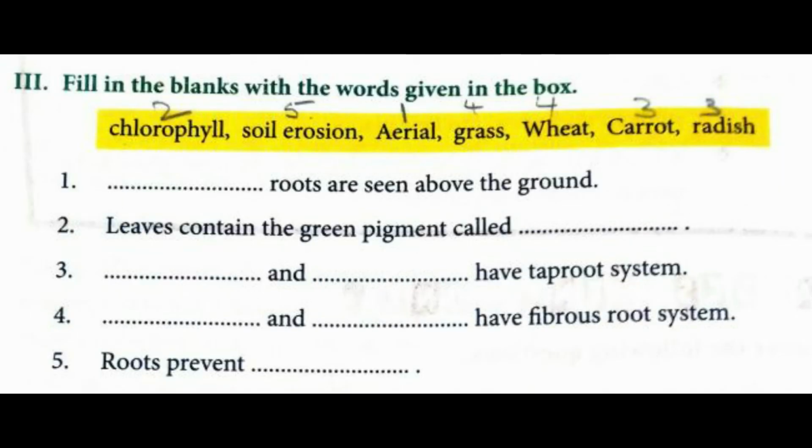Third section, fill in the blanks. First one, aerial roots are seen above the ground. Second one, leaves contain the green pigment called chlorophyll. Third one, carrot and radish have a taproot system. Fourth one, grass and wheat have a fibrous root system. Fifth one, roots prevent soil erosion.